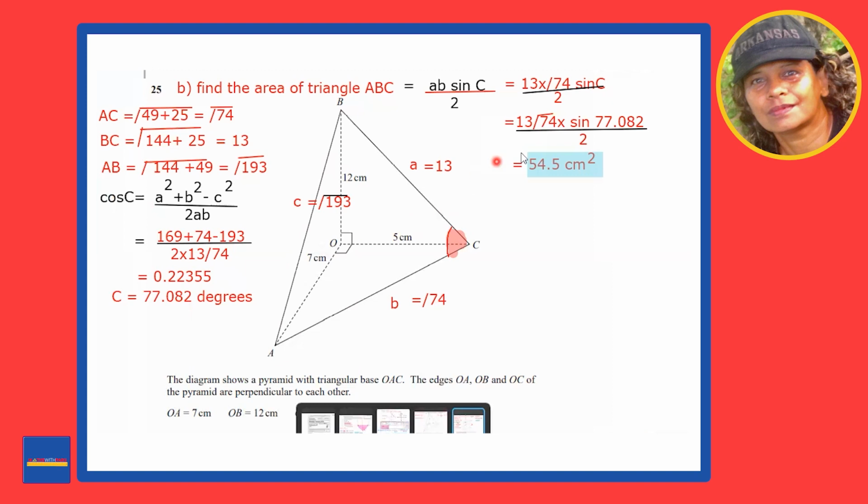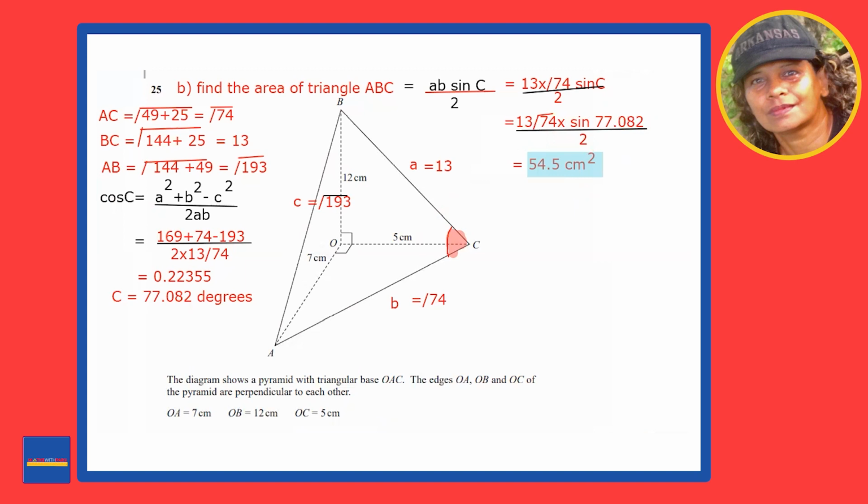Now we use that to write sine of 77.082 degrees. And when you multiply that with root of 74 and times 13 divided by 2, we end up with 54.5 centimeters squared. And that is the area of this triangle ABC.